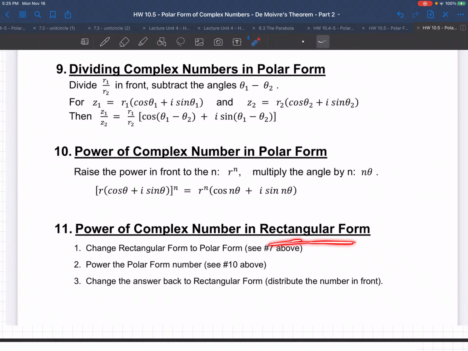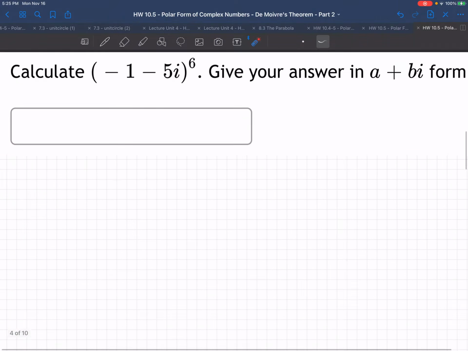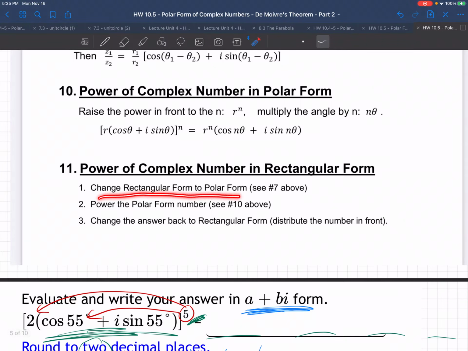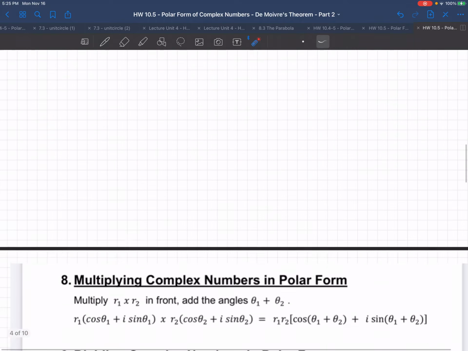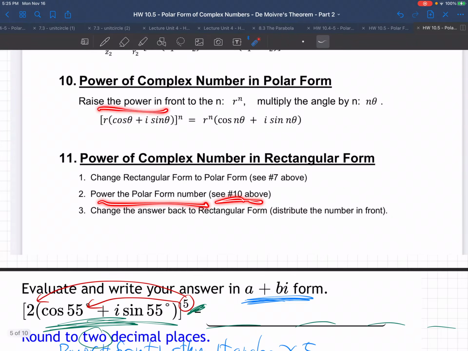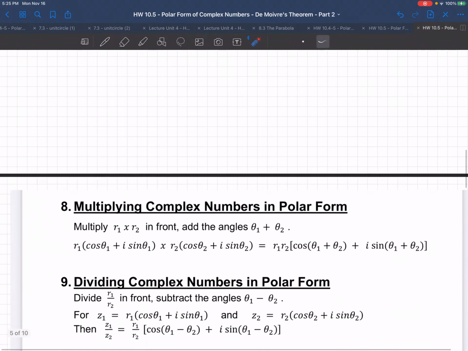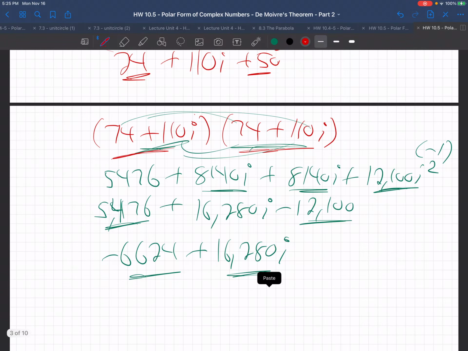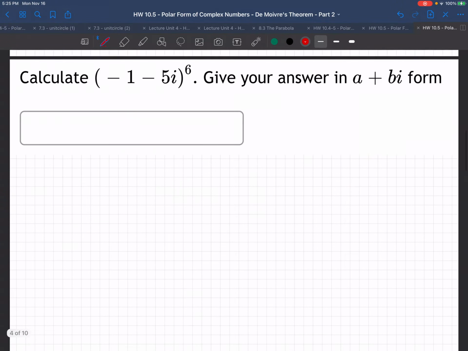What do you do? Because that's what we have, rectangular. We don't have polar form right now, right? We're starting with rectangular form. So change rectangular form to polar form. And there's instructions for that in number 7 above. And then power the polar form according to number 10 above, and then change it back to rectangular. So we go rectangular to polar, power the polar, back to rectangular. That's the plan, because it's easier to work in polar. Does that make sense? I went quick in big messy numbers and saw some shortcuts. That's as good as it's ever going to get to do it all by hand. It's easier. Step 1, change to polar.